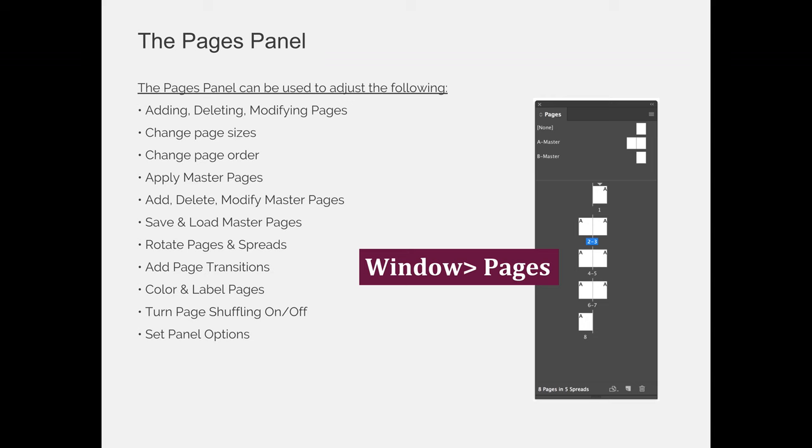These only work when you're going to output for a digital destination, but there's still something fun that you can do in InDesign. You can also color and label your pages for editing purposes. You can turn page shuffling on and off, and we'll explain what that is. And you can set your panel options if you don't like the default way that your pages panel is viewed.